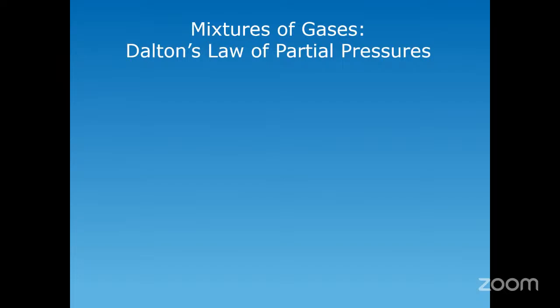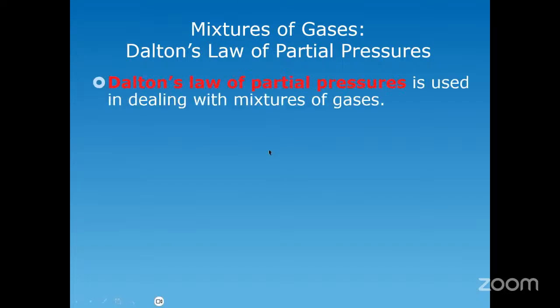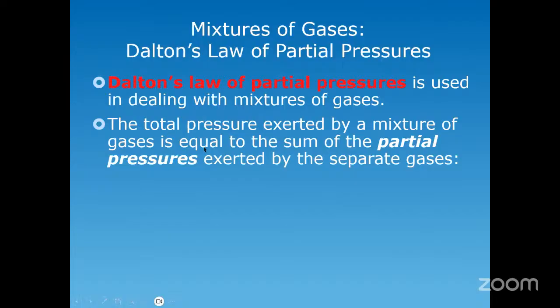Basically, what this law says is that the total pressure exerted by a mixture of gases is equal to the sum of the partial pressures of the separate gases, right? So in other words, if you have n gases in a mixture, then the total pressure of that mixture would be P1 plus P2 plus P3 all the way to Pn, the nth gas, right? So that's basically what Dalton's law of partial pressure is all about.